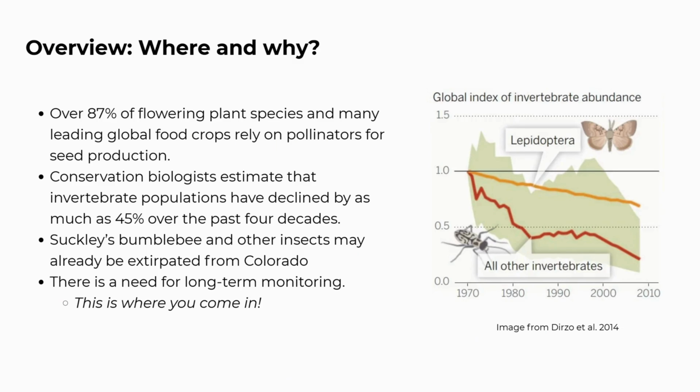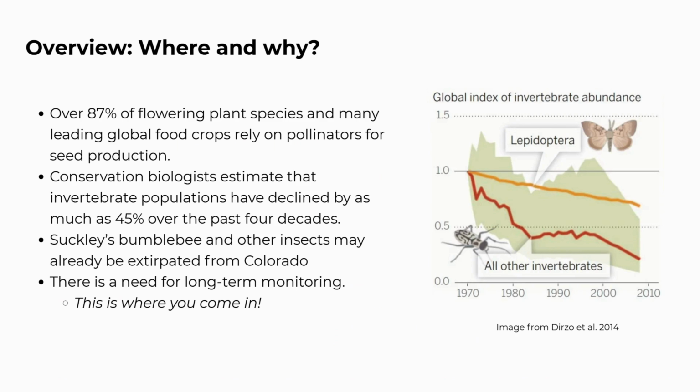First, let's talk about why we need you guys to help us study pollinators. As you may or may not be aware, over 87% of all of our flowering plant species, many of those important food crops, rely on pollinators for that seed production. Without our insect friends, they don't get pollinated and they don't become fruits, which we eat. And conservation biologists estimate that general invertebrate populations have declined by as much as 45% globally over the past 4 decades. And that figure does come from the Dirzo et al. 2014 paper that I have cited there on the right. If you'd like to check that out, it's a really cool paper.